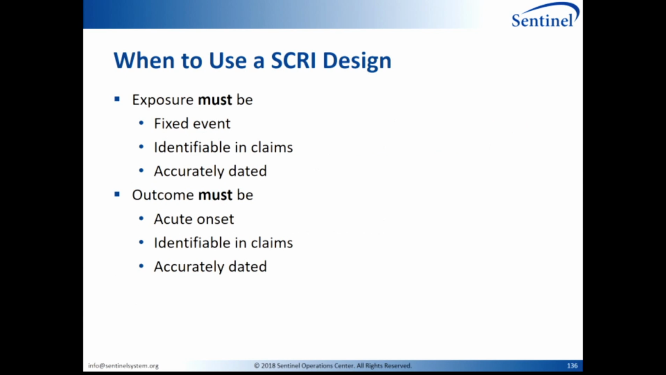So I just want to also go over when to use this design. We've already talked about the outcome being acute, but we also need to use an exposure that's a fixed event. It has to be identifiable in claims, obviously, and it has to be accurately dated since we're aligning all the events on a timescale relative to exposure. The outcome must likewise be acute onset, as we talked about. It also has to be identifiable in claims, and it has to be accurately dated.